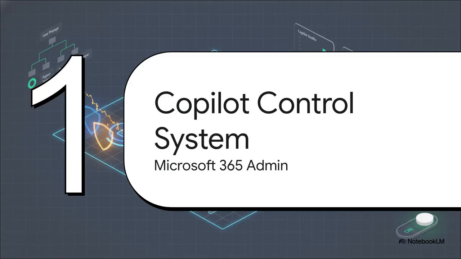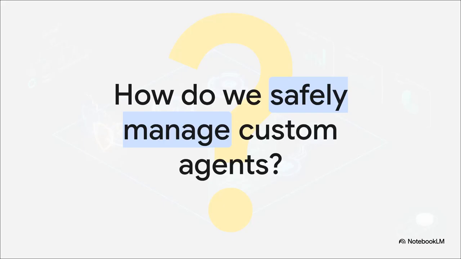Section 2. The Copilot control system. So now that we know who's building agents and what control layers we need, let's step into the central command hub itself, the Microsoft 365 Admin Center, or MAC, and the broader Copilot control system.